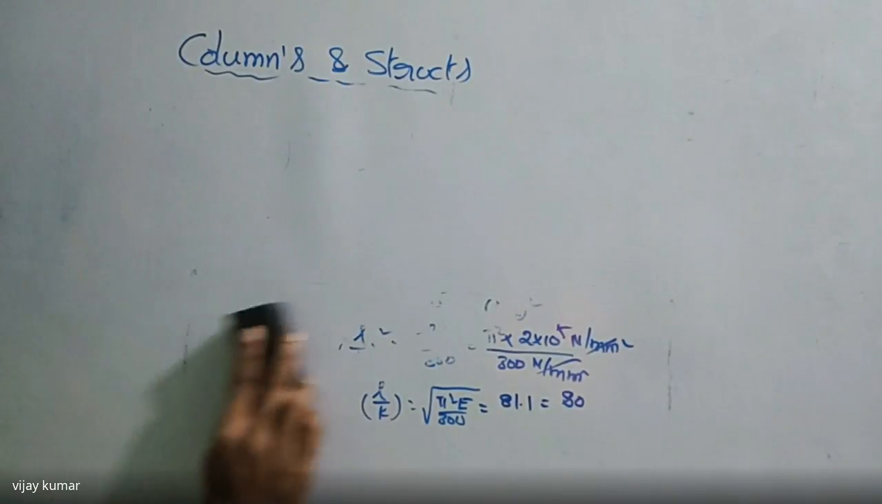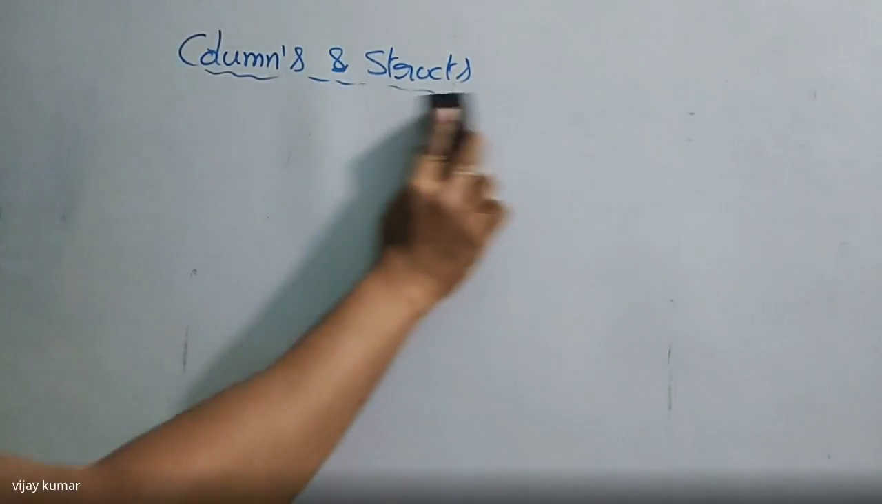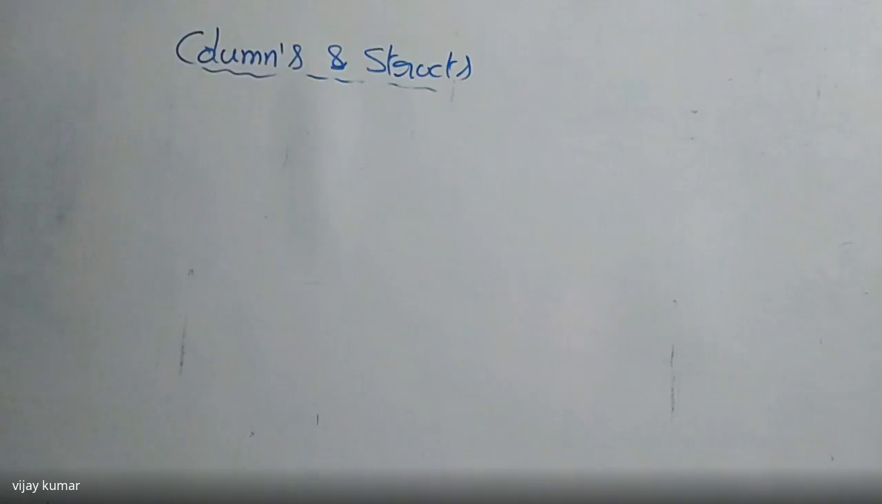But I want to use only one formula to calculate critical load on short columns as well as on long columns. So I'm going to use another method. That method, all of you know it, is Rankine's method.